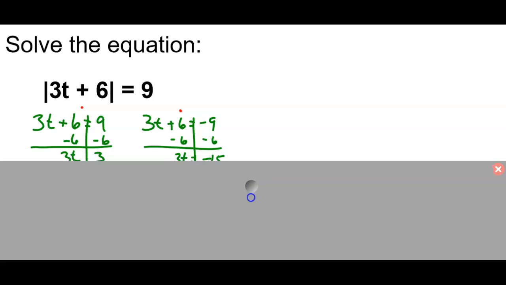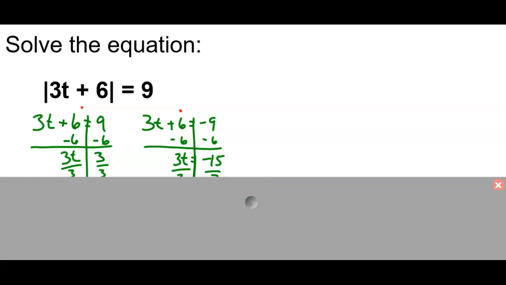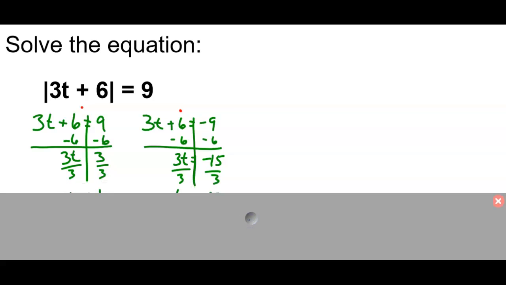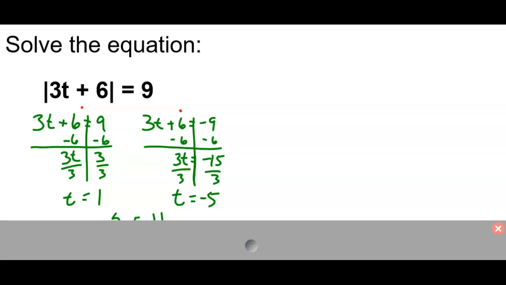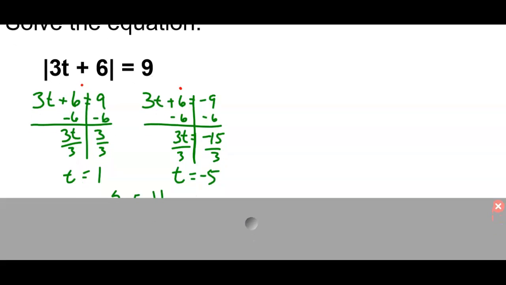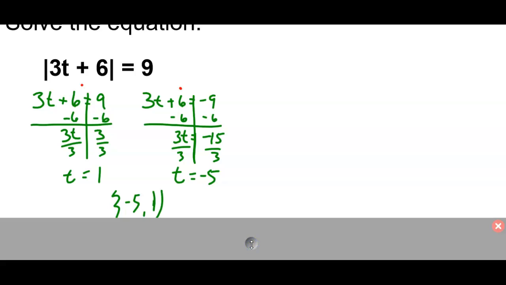And then on my left side, I'm going to end up with 3t equals 3. I'm going to divide my 3 off on both of those, both equations as I'm solving them together. And so 3 divided by 3 is, sure is 1. -15 divided by 3 is, sure is -5. So my answer is t equals -5 or 1.